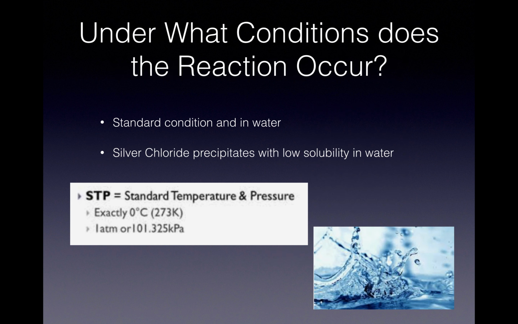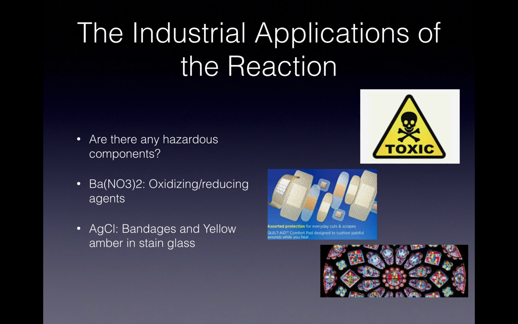So under what conditions does the reaction occur? As most of you know, the standard condition is STP, which is 0 degrees Celsius or 273 Kelvin, and a pressure of 1 atm. So this reaction occurs in STP, standard condition, and in water because it's an aqueous reaction, and the silver chloride precipitates with low solubility in water.